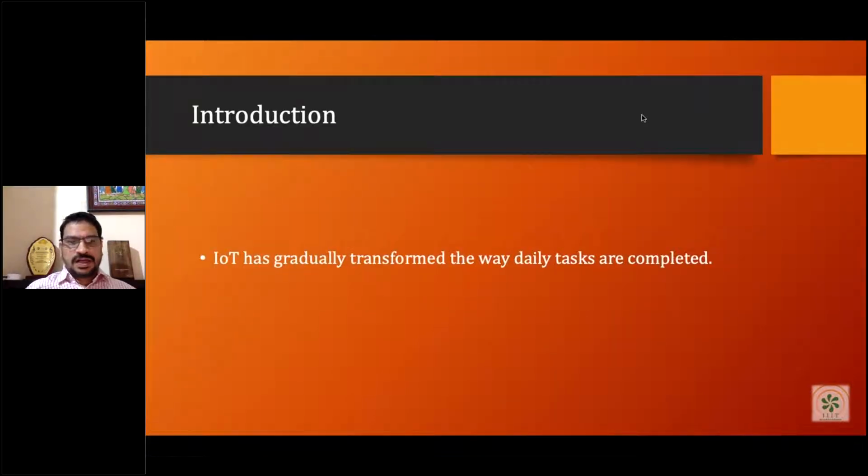That is one sentence, but it tells many things, like IoT has gradually transformed the way daily tasks are completed. Now, if we say that I am not associated with IoT, I'm not using anything related to IoT, it is actually completely wrong. Everybody nowadays is somehow associated with this. Let's say you are using Ola and Uber, right? You are using Zomato and Swiggy, different applications. All these are the applications of IoT.